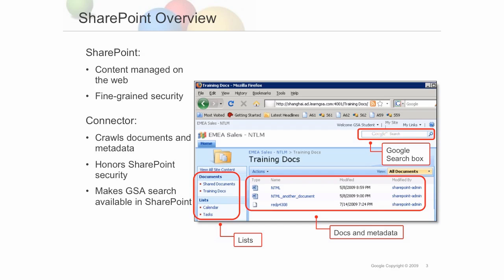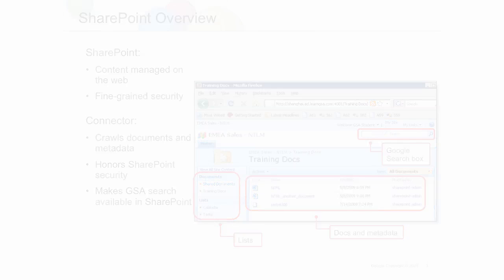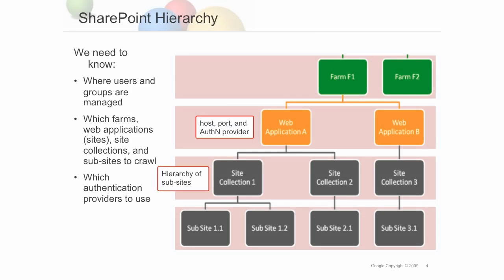The connector finds and feeds web pages, documents, and metadata to the appliance for indexing at crawl time and honors user authentication and authorization at serve time. It also provides a Google search box that can be embedded in SharePoint applications so users can run appliance-based searches inside SharePoint. At a high level, SharePoint is structured as a collection of servers called a farm.